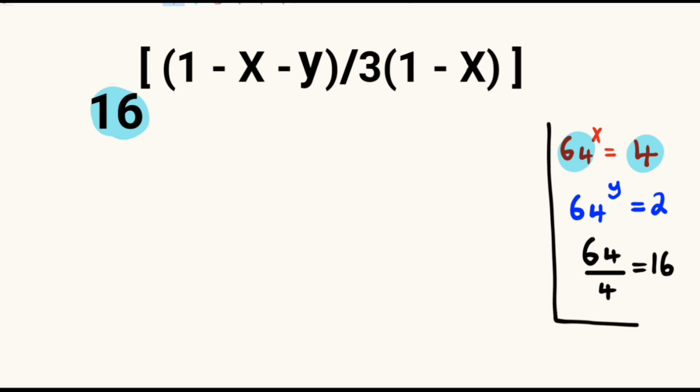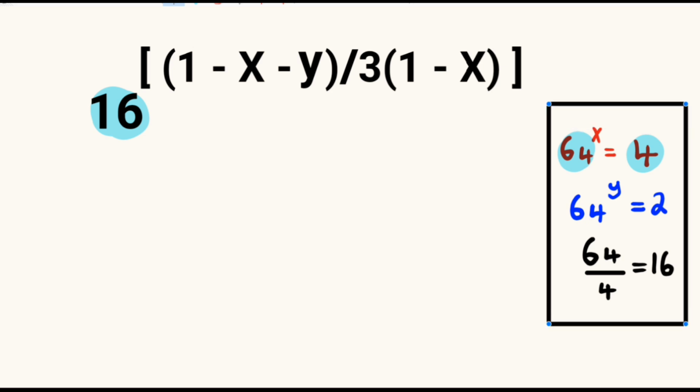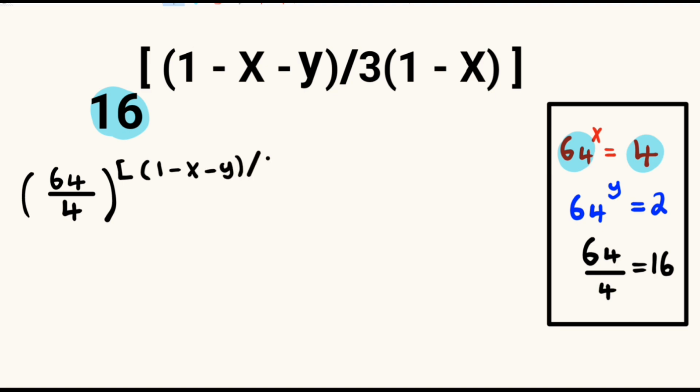So in the place of the 16, we will substitute 64 divided by 4. So we have 64 divided by 4 in the place of that 16, and this is raised to the power 1 minus x minus y, and this whole is divided by 3 into 1 minus x.